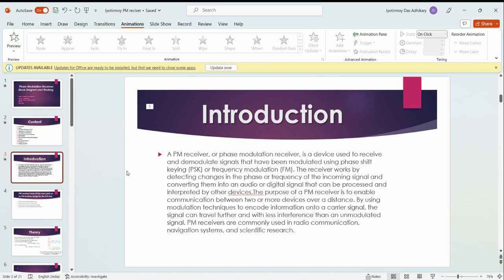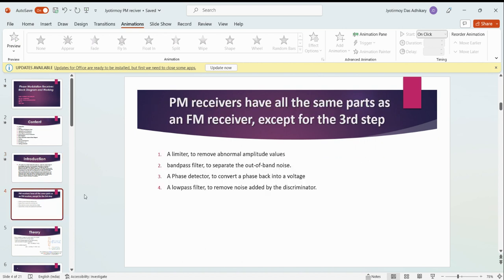Then I will start the next part. A PM receiver has all the same parts as an FM receiver except for the third step. The steps are there.